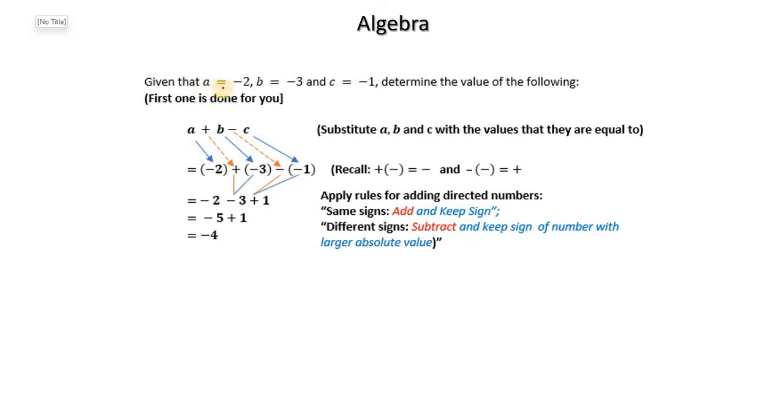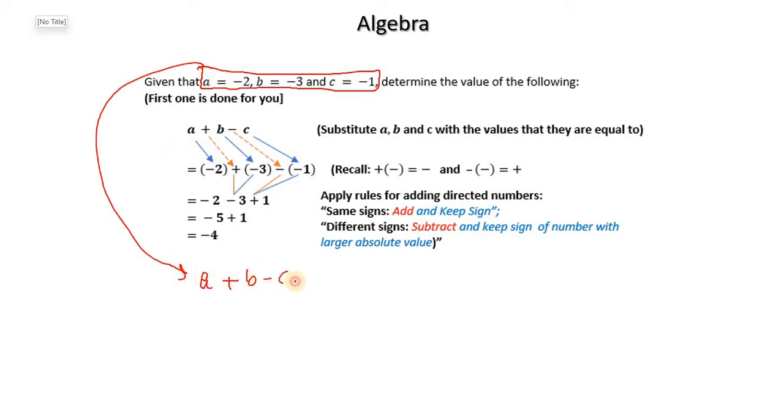So given that a is equal to -2, b is equal to -3, and c is equal to -1, determine the value of the following. Right. So this is just an example here. If you pay attention to this part here, you have a plus b minus c. So a is what? -2. b is what? -3. Plus -3. And c is -1, right?